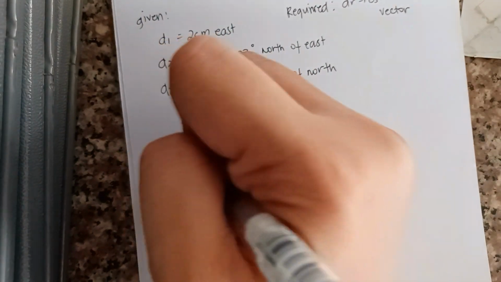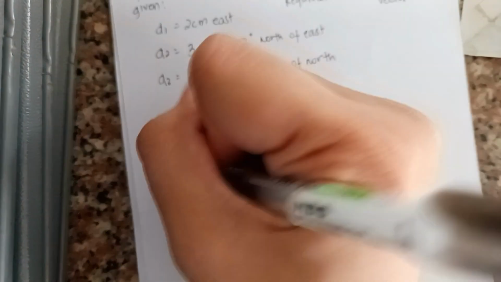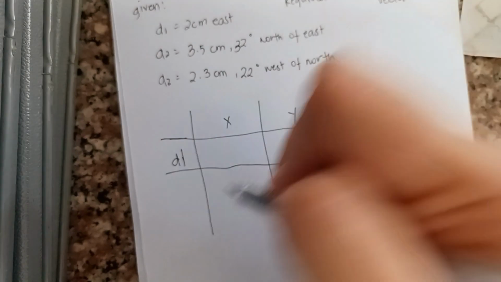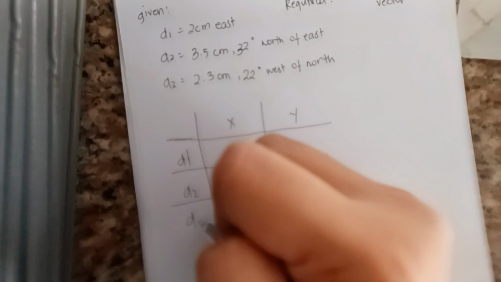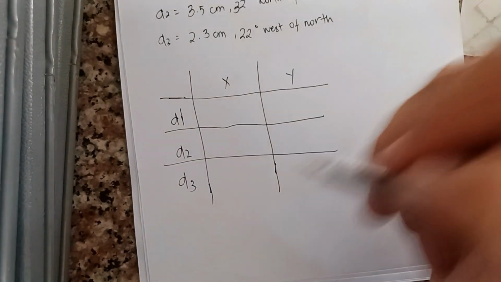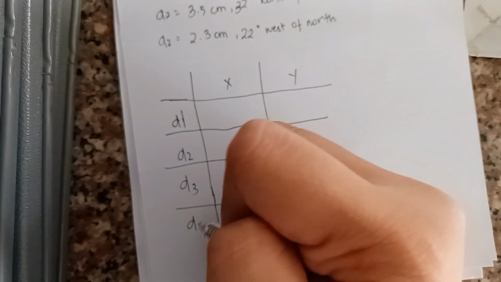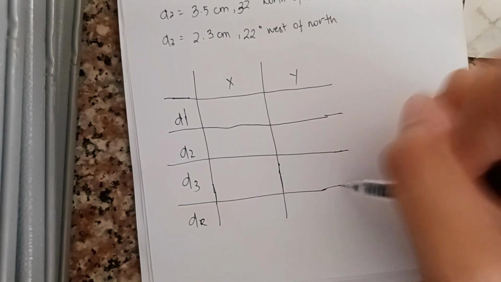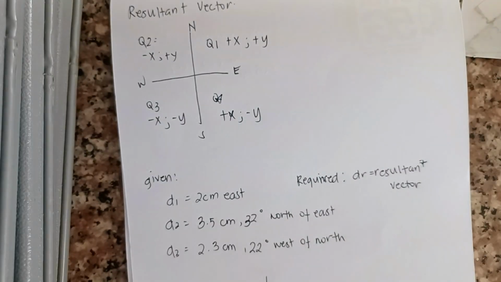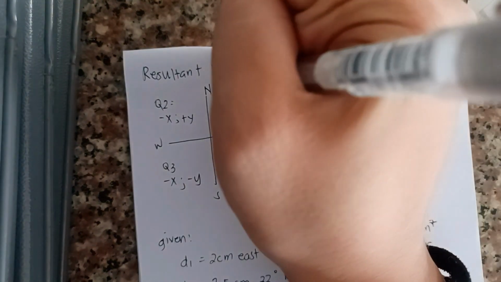So, we have here the D1. We have here the X and the Y. So, we have here D1, D2, and D3. And we have here the DR. So, balik tayo dito sa taas. So, this is the X and this is the Y. Okay?